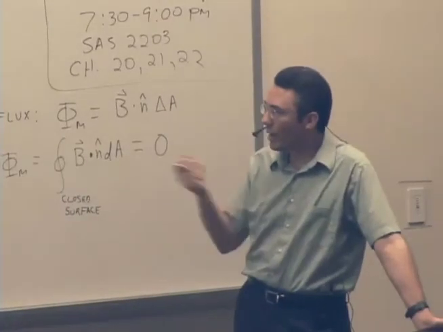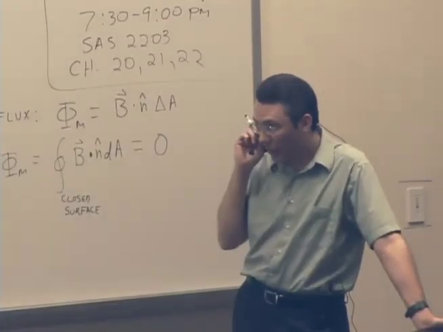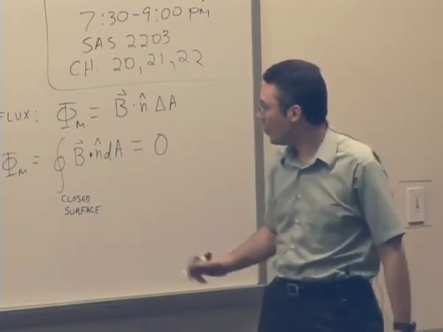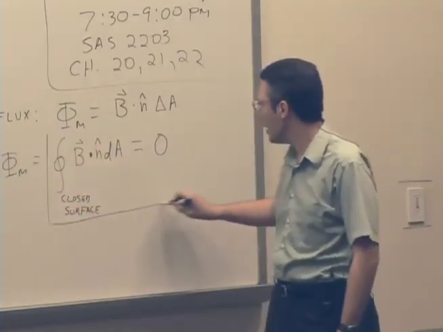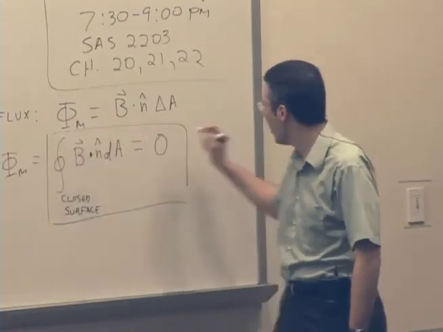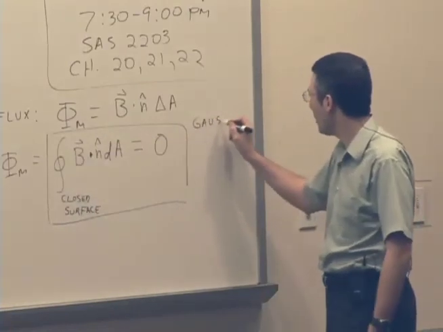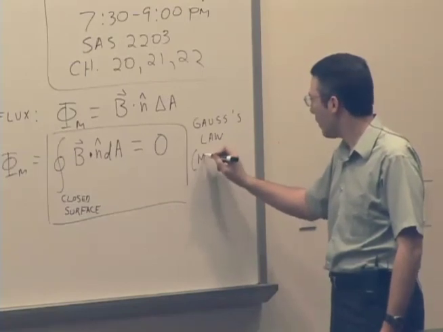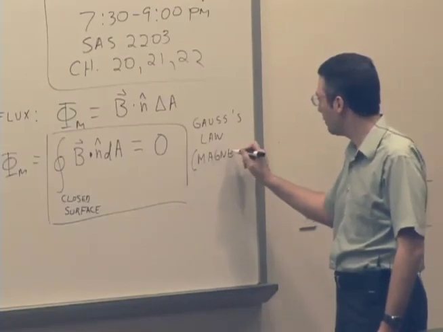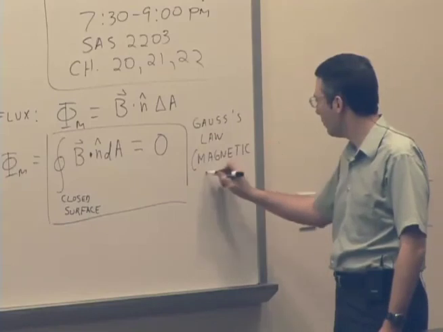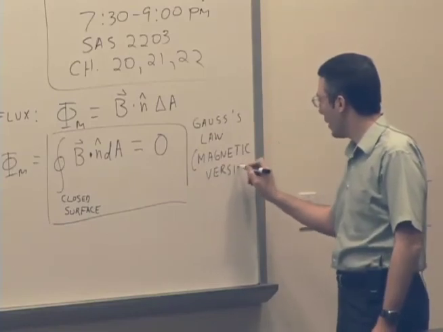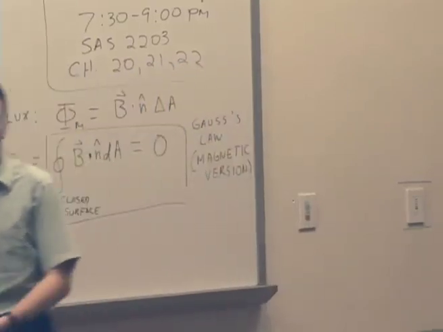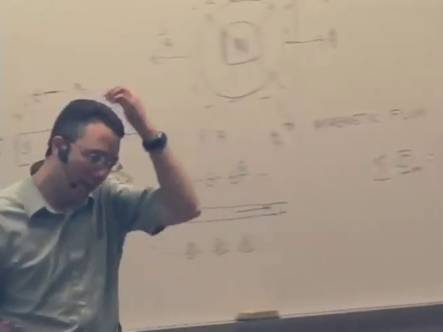So no matter what we do, no matter what kind of patterns of field we've looked at, magnetic fields, it's always going to be the case that the total flux over a closed surface is equal to 0. So this is Gauss's law for magnetism. Magnetic version, I guess you could say. And it's just another way of expressing the fact that no one's ever observed or measured a magnetic monopole.